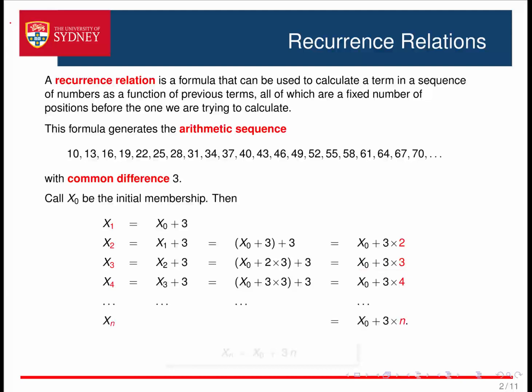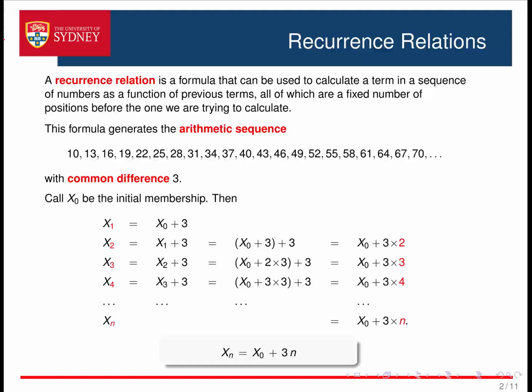Just by observing this pattern, we know that after n weeks, there will be the original membership plus 3 lots of n extra members. Thus, the membership after n weeks, xn, is equal to the initial membership x0 plus 3 times n. We have thus worked out a formula for the general term of the sequence, which, importantly, is expressed in terms of the position n.